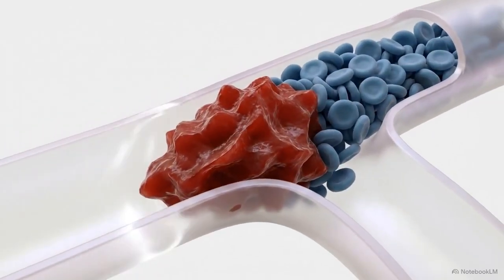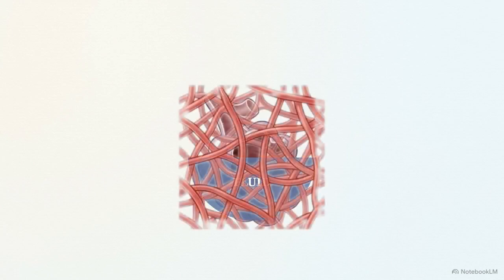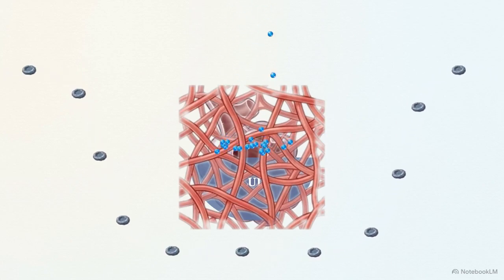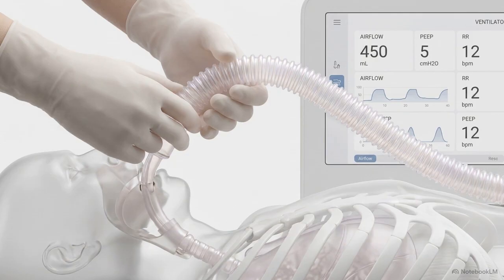Look at the management strategies in the response box at the bottom. The clinical difference between these two states dictates how we use oxygen therapy. A patient with a severe shunt shows a notoriously limited response to supplemental oxygen. Pumping more oxygen into the airway does nothing if the gas cannot physically enter the fluid-filled alveoli. Reversing hypoxemia here requires fixing the underlying mechanical blockage, rather than just increasing the oxygen concentration.